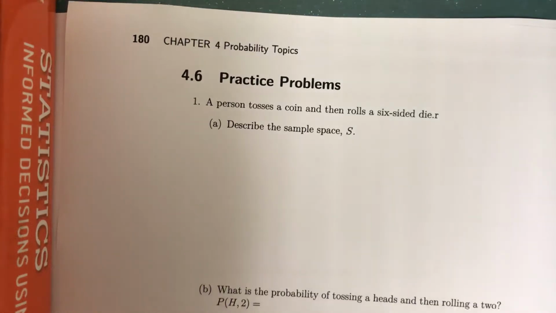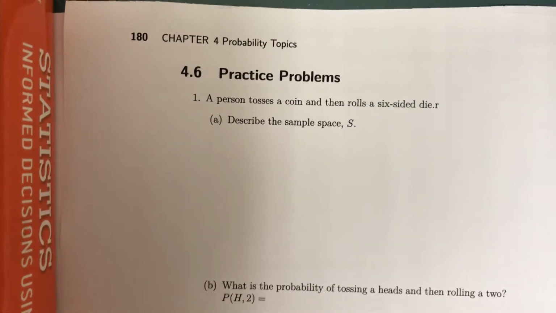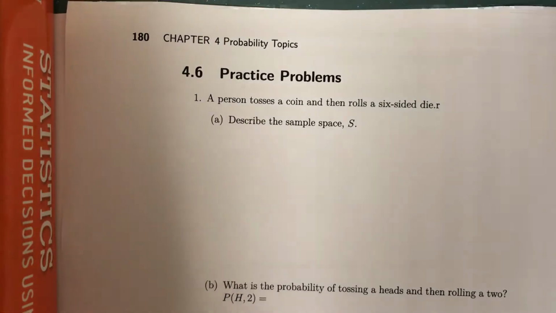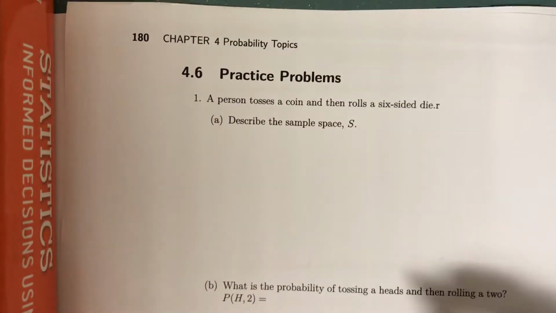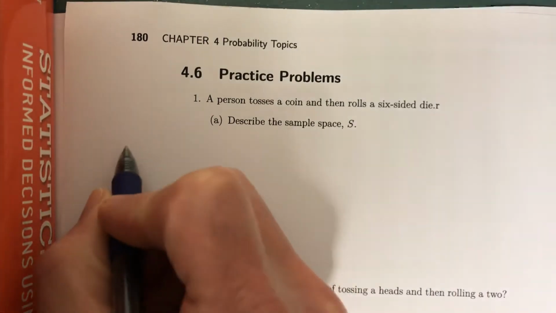Hi everybody. Well, here we are doing section 4.6 practice problems, and we're just going to start on the first one. Here we have a situation where a person tosses a coin and then rolls a six-sided die, and we're going to try to write down the sample space.